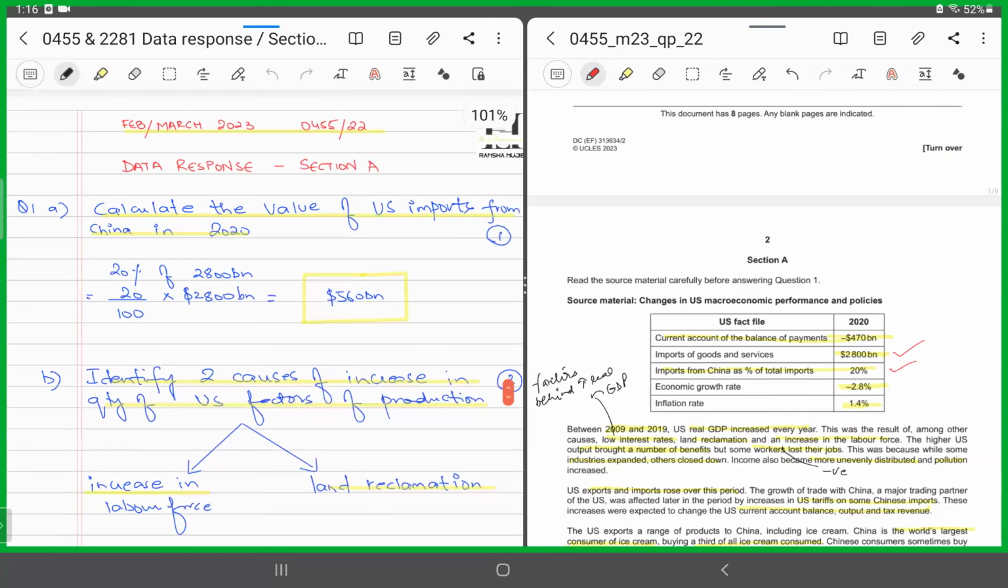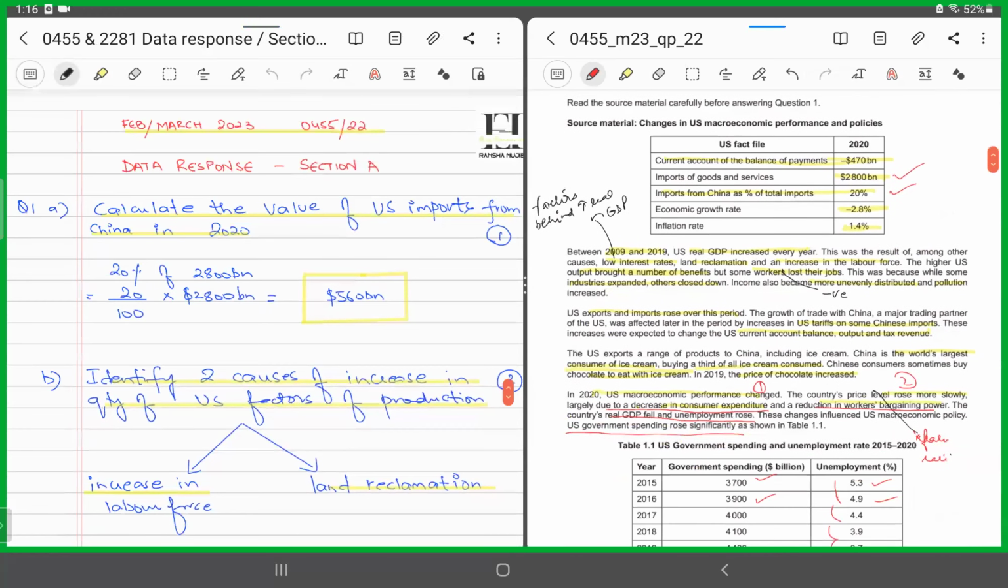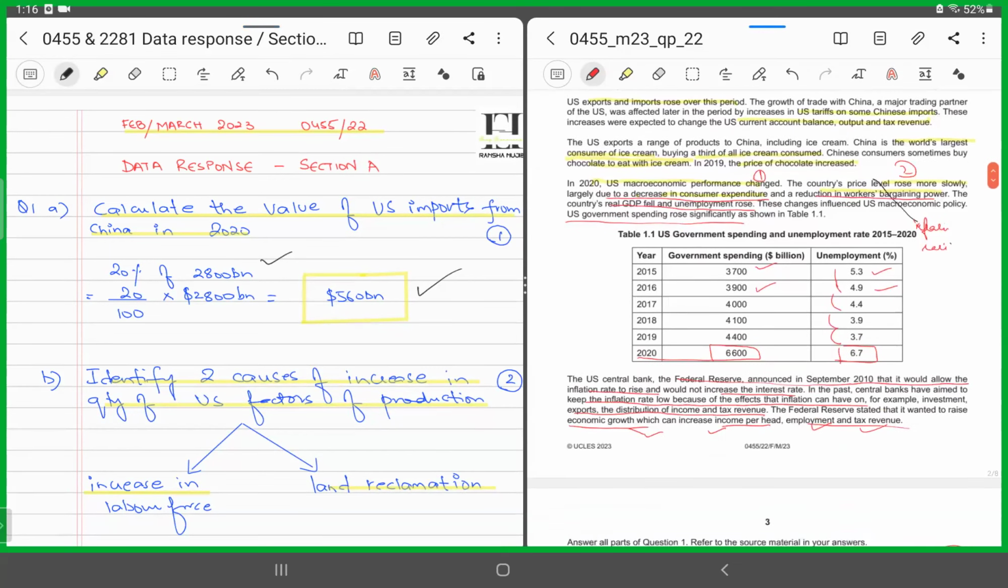All right. So now if you look closely, I've taken exactly these two figures, the imports of goods and the imports from China, right? So now what I've done is 20% of 2,800 billion. So 20% of 2,800 billion would be 560 billion. So this is the value of US imports from China in 2020. Hope this is clear. You've shown that, straight 1 mark.